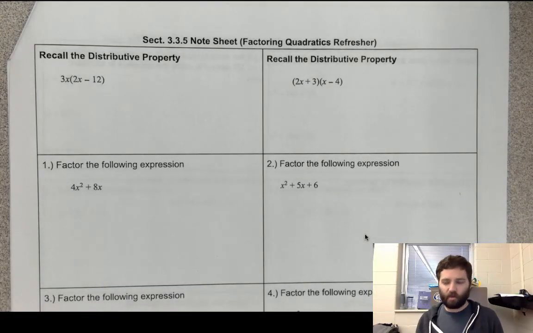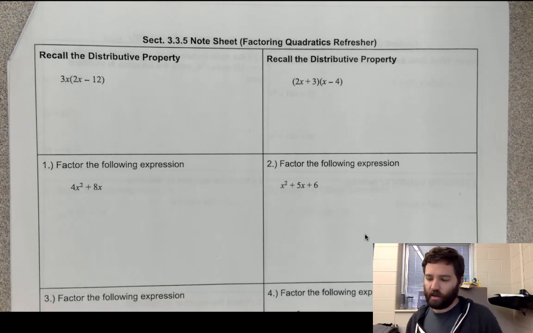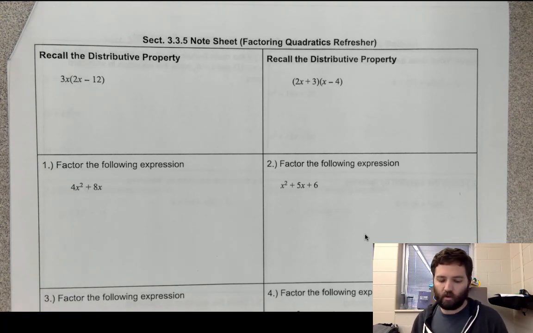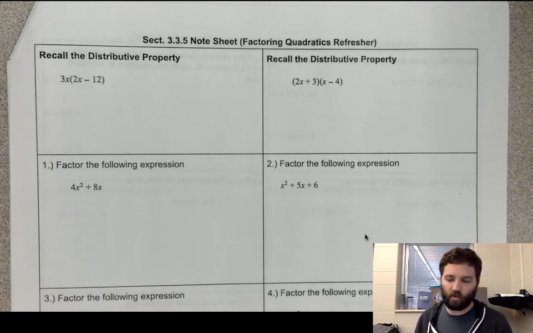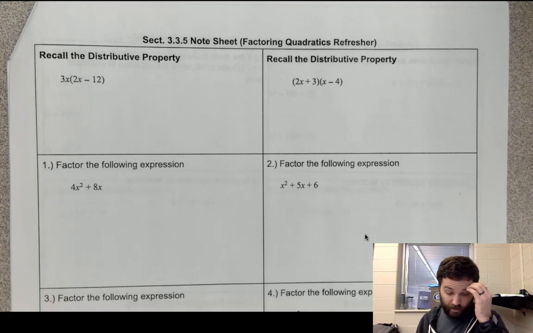Okay, let's talk about what I'm calling section 3.3.5, which is just a refresher video or lesson over factoring quadratics. This is something you spend a lot of time on in Algebra 1. I think it shows up in geometry as well. It's going to be useful in section 4, but we're going to take a day to revisit it, re-explain it, just so it's fresh in your mind. Do a few problems for you to practice, okay?